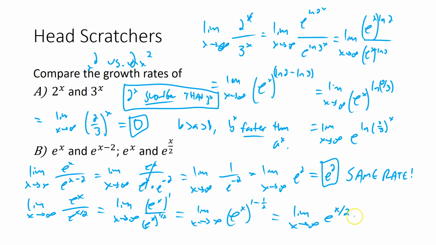Okay? Now, even though this is going to grow slowly, this is eventually going to go to infinity, which means that e to the x grows faster than e to the x over 2. Interesting, right? As this goes to infinity, this is going to go to infinity.